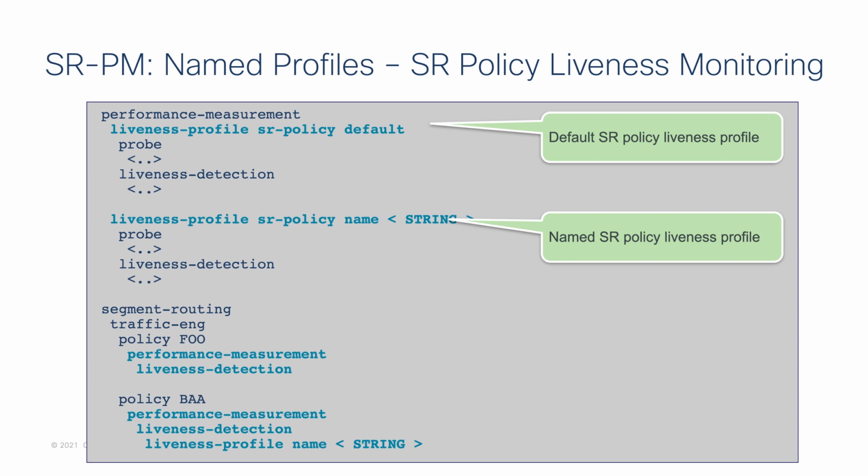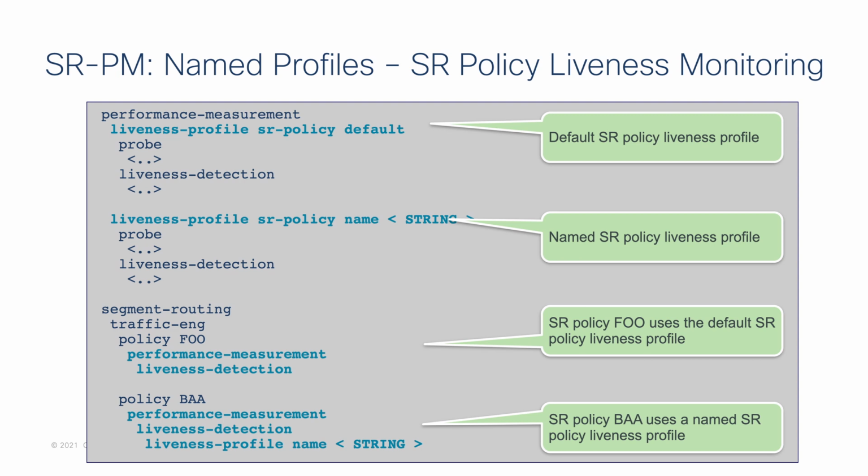Lastly, we have a name profile for liveness monitoring under an SR policy. So we have a default SR policy liveness profile, or we have a named SR policy liveness profile. And like before, we could apply a liveness profile underneath the policy or not. If we don't, then we will apply the parameters under the default SR policy liveness profile. That will be for policy foo. Or if one is applied, like in policy va, then the named profile configuration will apply to it.